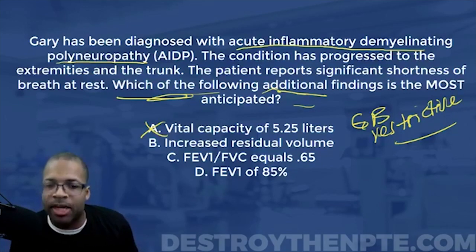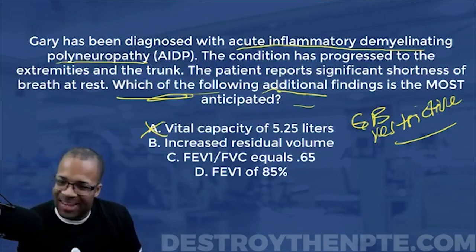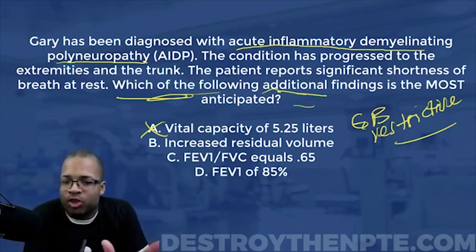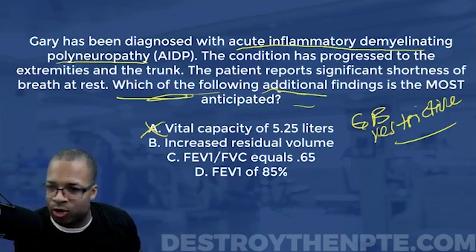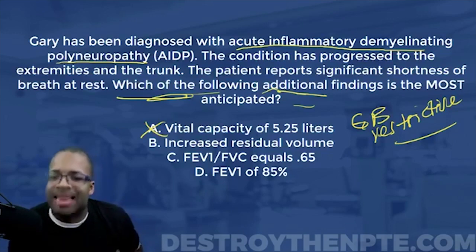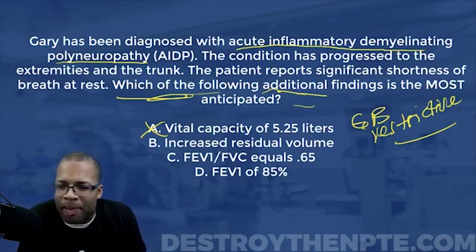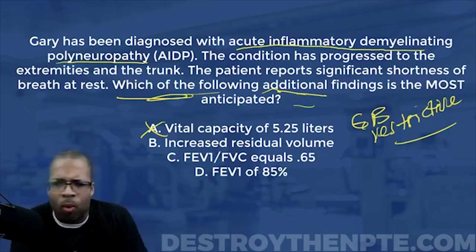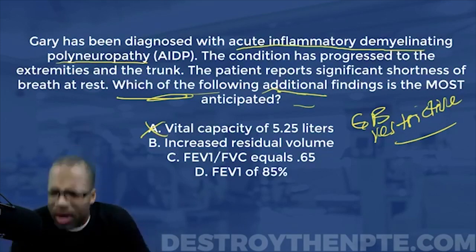Let's look at B, increased residual volume. A lot of you knocked this one out in the beginning, because you know that increased residual volume is seen with someone who has air trapping. So where do we see air trapping? What pathology? You should be saying I could see that with emphysema, that's number one. I could potentially see that with chronic bronchitis. But those are obstructive conditions.